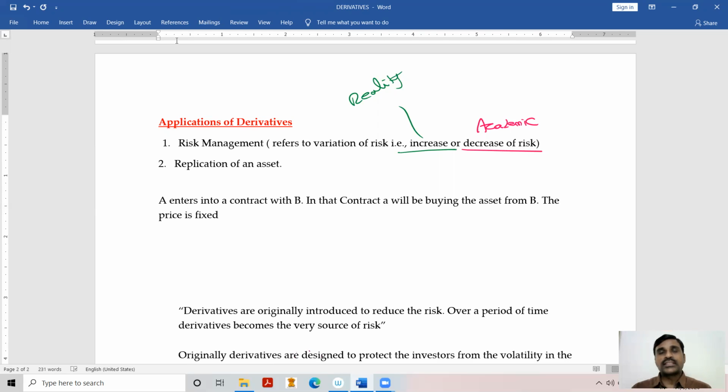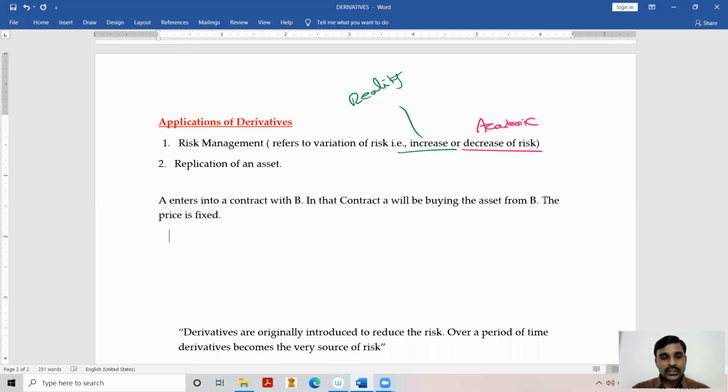So since the price is fixed, B is protected. B is holding the asset, and the price is fixed. Here is where the problem comes. As B is holding the asset, and he entered a contract, thereby fixing the sale price, he does not incur any risk of holding the asset.